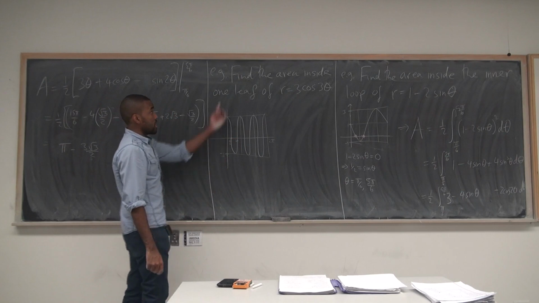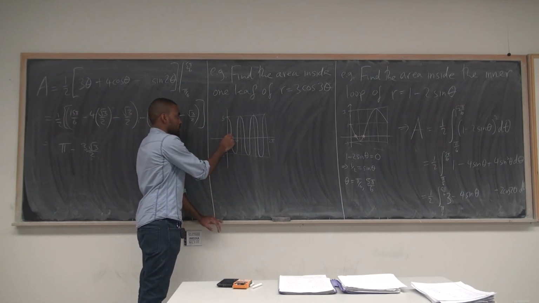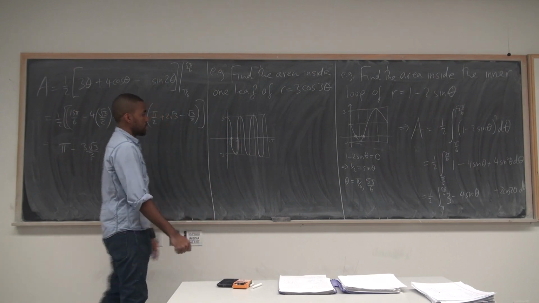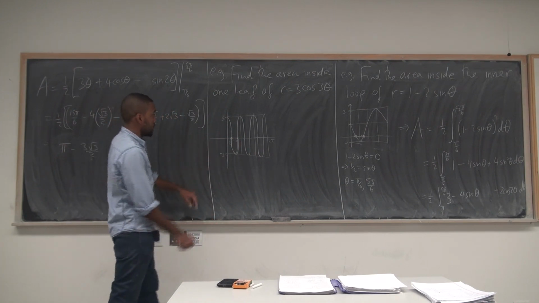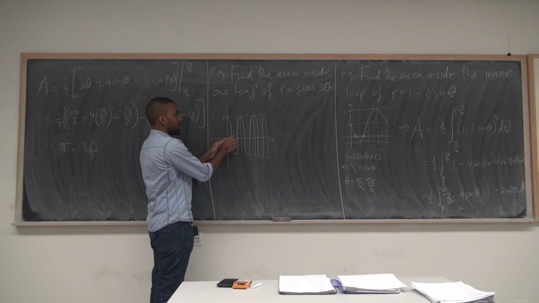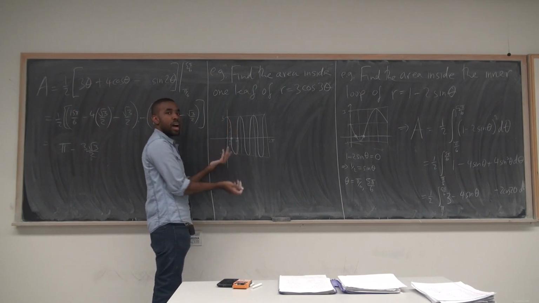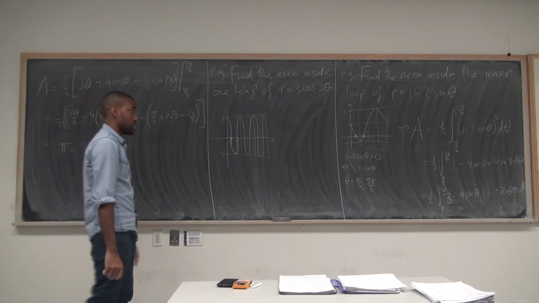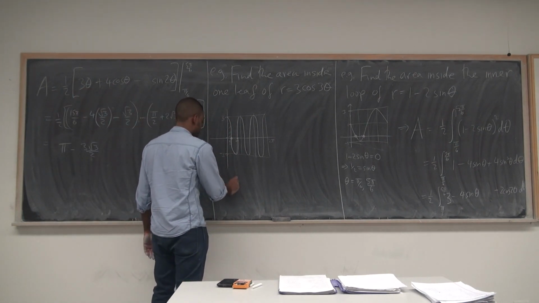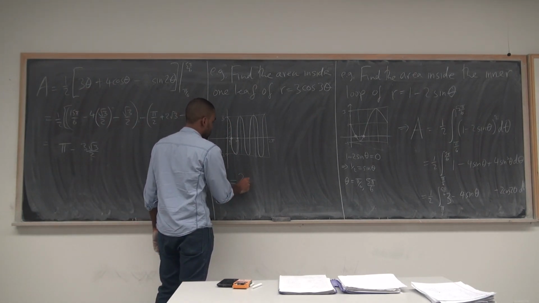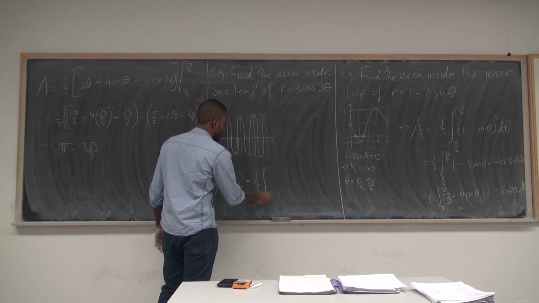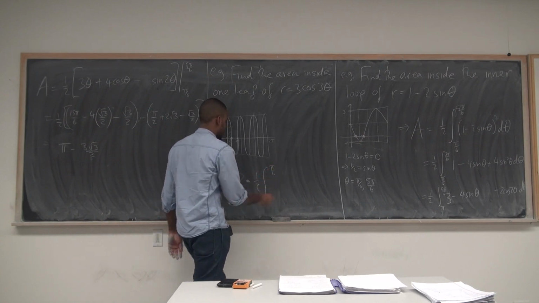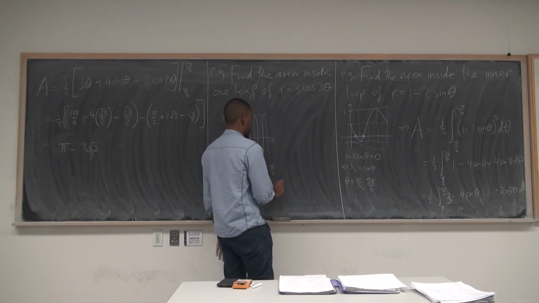And here inside one leaf, remember a leaf is just when you go to the origin and come back to the origin. Several ways you can do it. You can actually go between 0 and pi over 6. Notice that you have half a leaf, right? So I can literally double the answer between 0 and pi over 6. That's going to be double 1/2 integral 0 to pi over 6 of r squared.